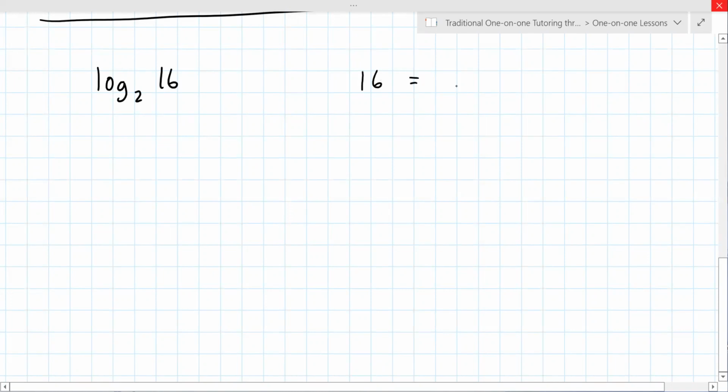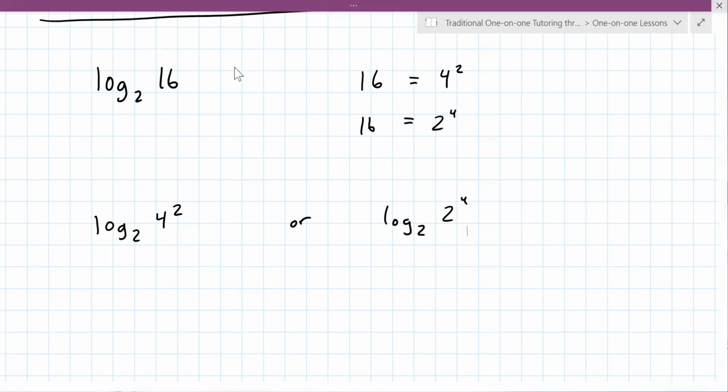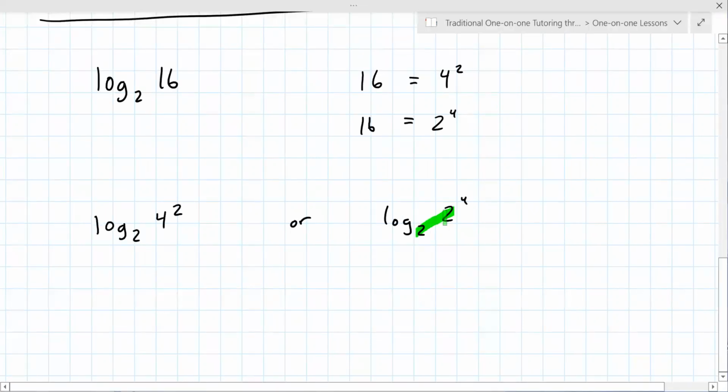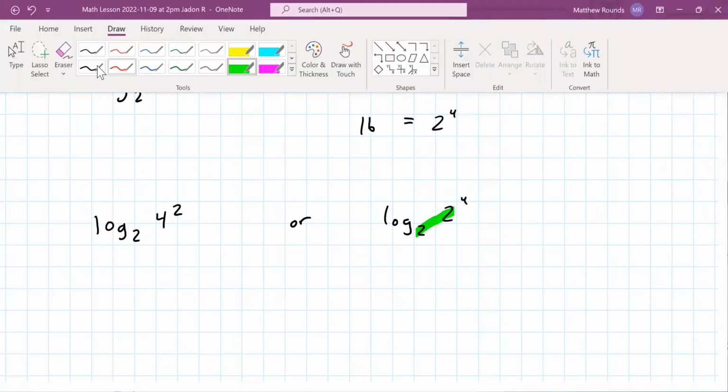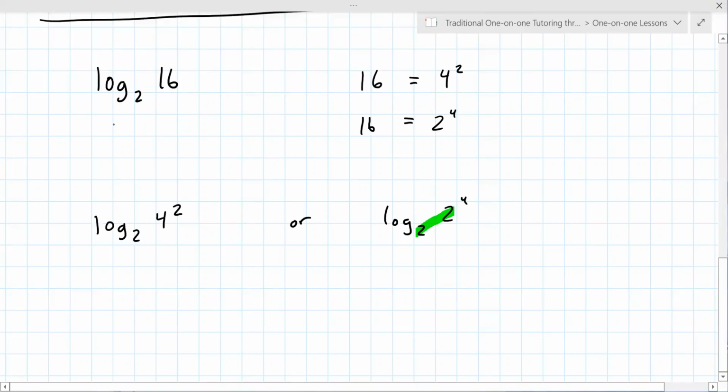So 16 could be 4 squared. Okay, that's totally possible. It could also be 2 to the power of 4. And you have to decide which one it is. Is it log base 2 of 4 squared, or is it log base 2 of 2 to the power of 4? Well, the better choice is the one where the bases match. If you want some explanation on that, I'll have to go a little deeper, but that is generally a preference here.